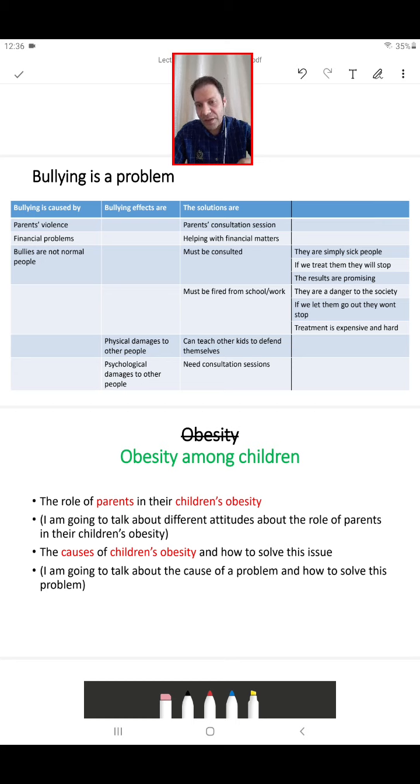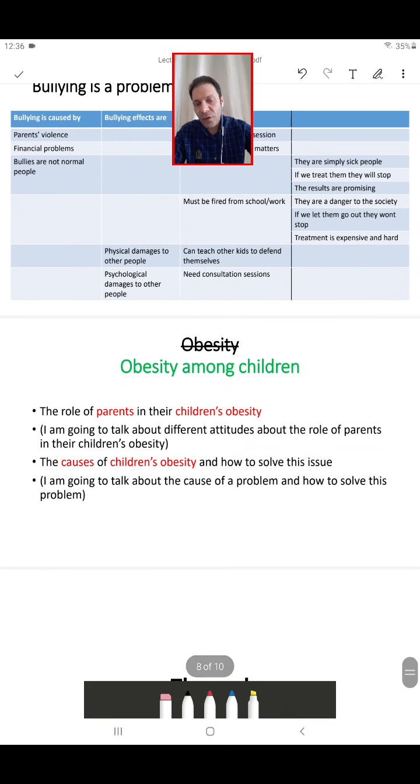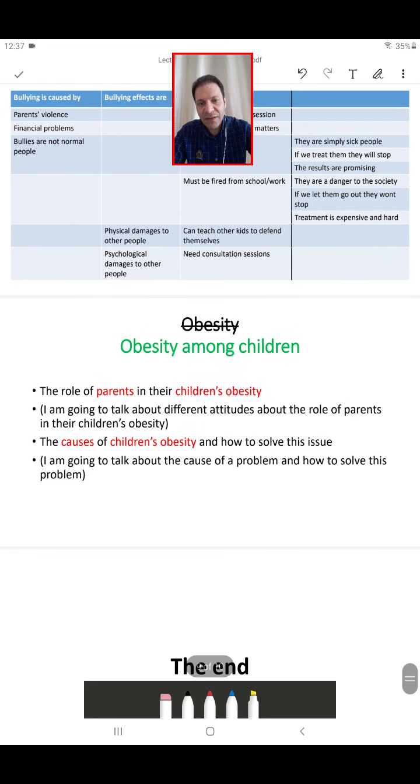Now, please everybody, remember that I am referring to lecture 1. After I narrow it down, then I have to categorize. Do I want to do an argumentative topic, or do I want to choose a problem solution topic? So, for example, the role of parents in their children's obesity. Are parents responsible for their children's obesity? In this way, it is going to be an argumentative topic.